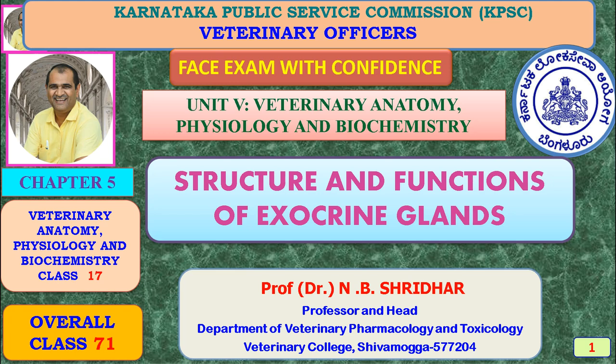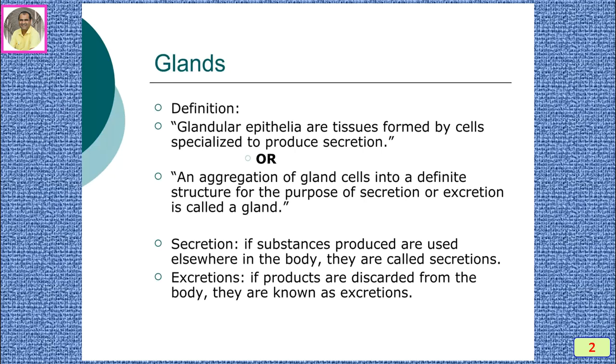The topic of today's lecture is structure and functions of exocrine glands. Glandular epithelia are tissues formed by cells specialized to produce secretions, such as mucin or any other type of secretion. The aggregation of these cells into a definite structure for the purpose of secretion and excretion is called a gland.